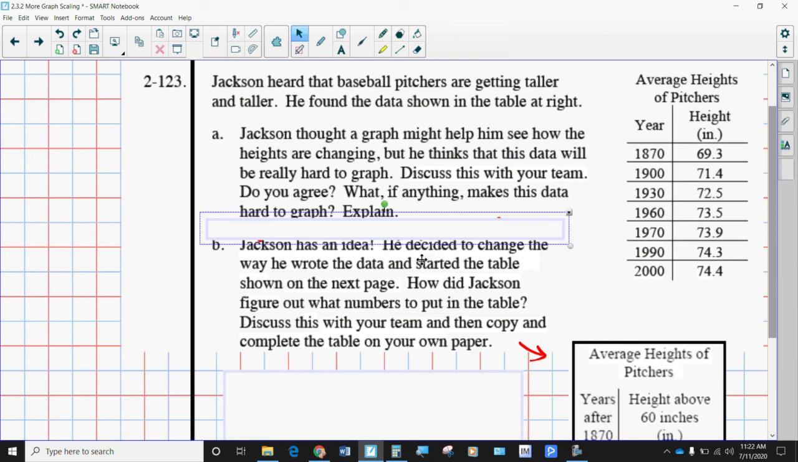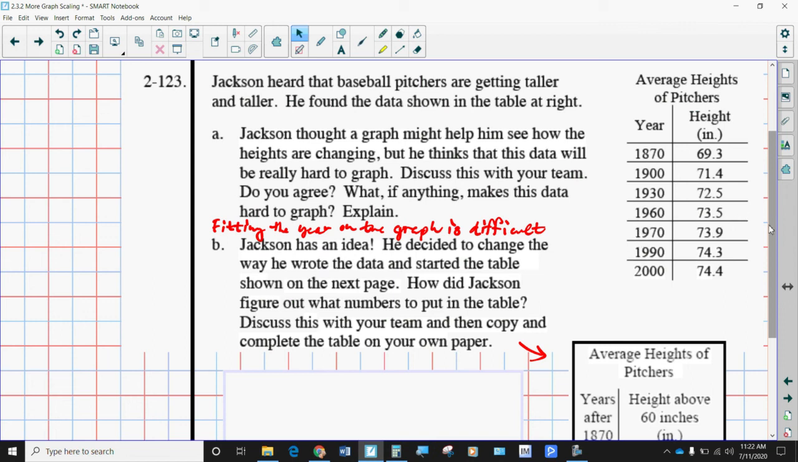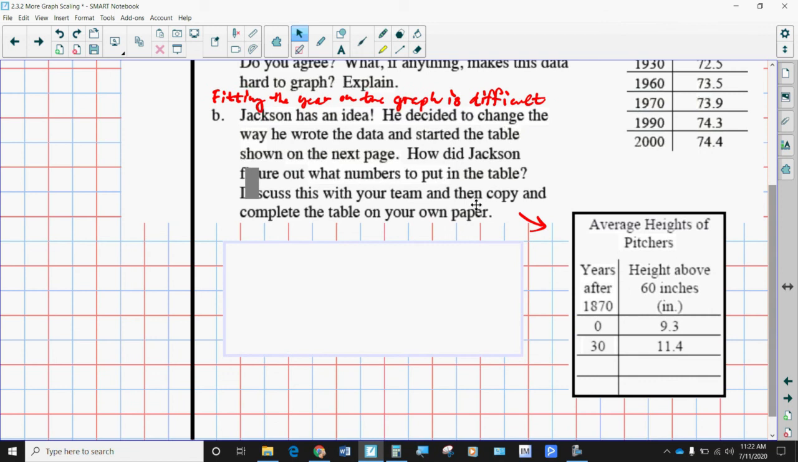And so my response is, yeah, fitting these years in is really difficult. Okay. So this is what he's decided to do. Jackson has an idea. He decided to change the way that he writes the data, and he started a new table that you need to complete. So how did Jackson figure out what numbers to put into the table?